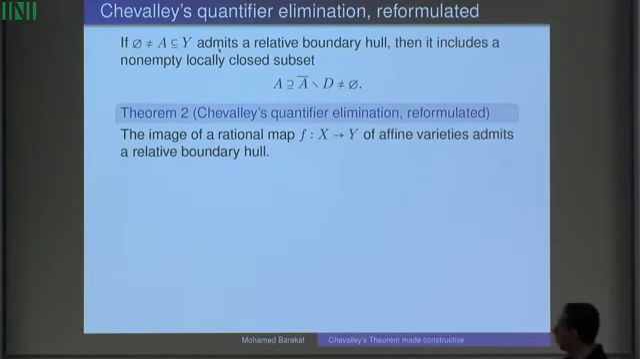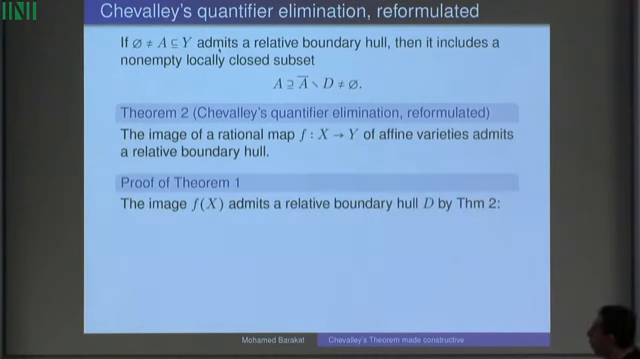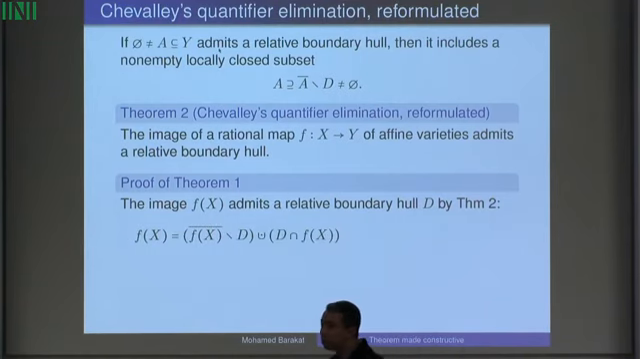The image of a rational map from X to Y of affine varieties admits a relative boundary hull. And now you can easily use this reformulation. This is just the induction step to prove inductively theorem 1. So you proceed as follows. You know now by theorem 2, this is just the induction step, the image f of x admits a relative boundary hull D by theorem 2. And then you start writing the image f of x in the following way. You say that it's the closure without this hull, which is guaranteed by theorem 2.